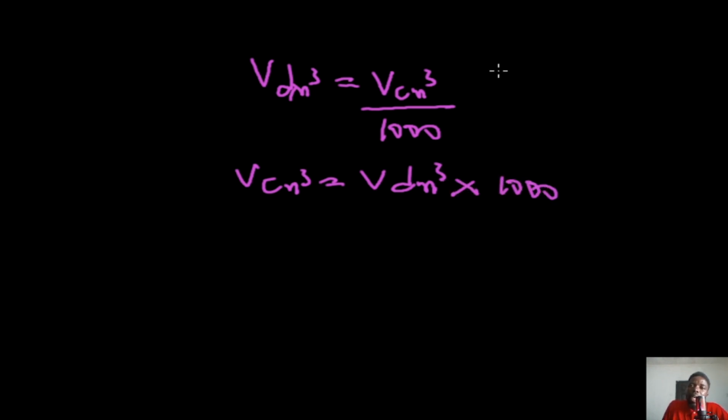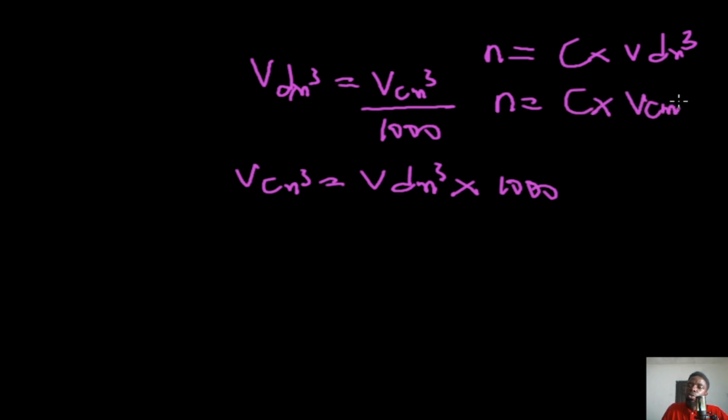Now, with this understanding, if you have a formula n is equals c times v in dm cube, and you find out that you do not have your volume in dm cube but in cm cube, just replace this v in dm cube with cm cube over 1000, and it becomes n equals c multiplied by volume in cm cube divided by 1000, and you have your answer there.